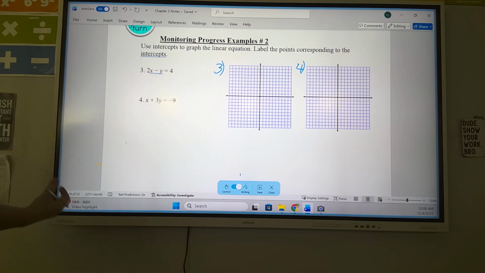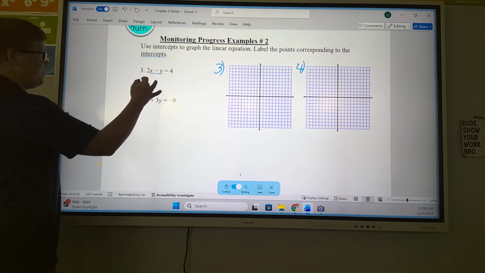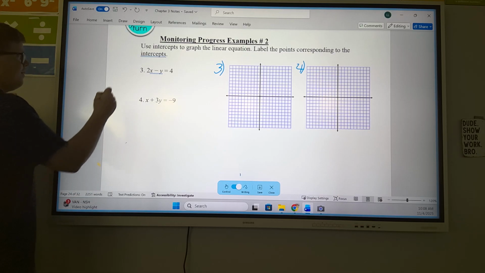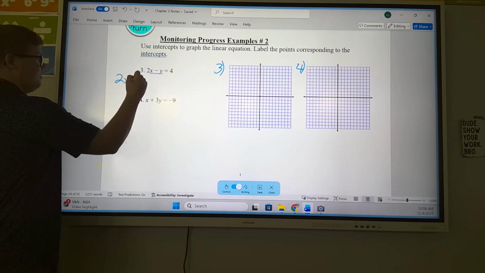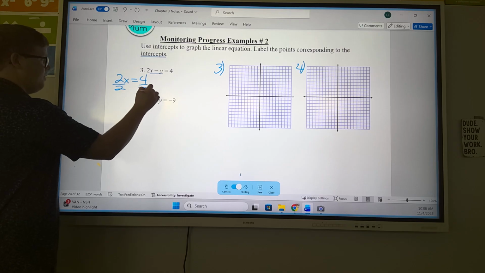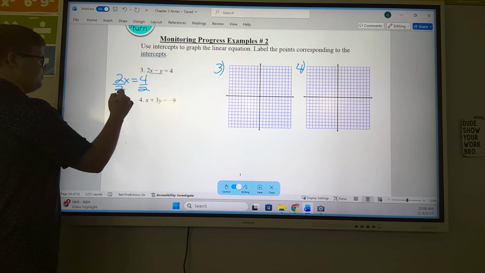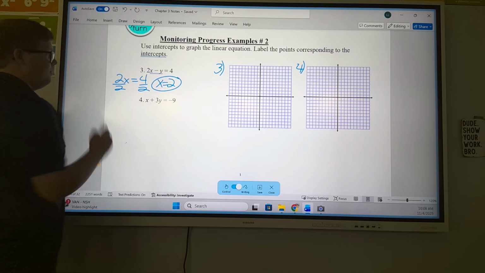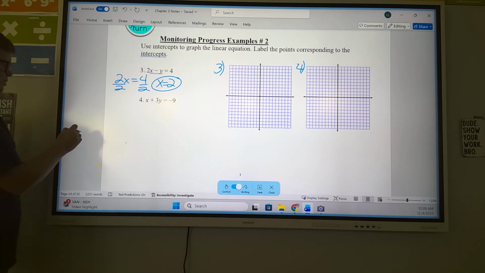Okay, hopefully you've done that already. To find our x-intercept in number 3, all we have to do is put 0 in for y. So we have 2x equals 4. To solve for x, we divide by 2. Our x-intercept in this situation is 2. Okay, now to find our y-intercept.